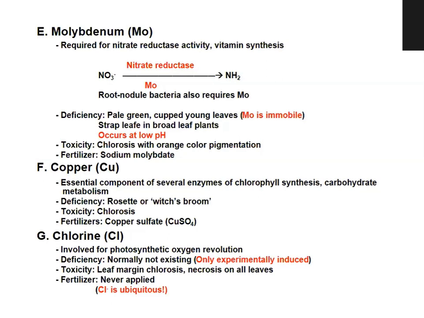Then chlorine. The role of chlorine is that it is involved in photosynthesis or oxygen evolution. Deficiency is normally not existing, only experimentally induced. Toxicity: leaf margin chlorosis and necrosis on leaves are typical toxicity symptoms of chlorine. For chlorine, we never apply any fertilizer. That's why chlorine is known as ubiquitous.